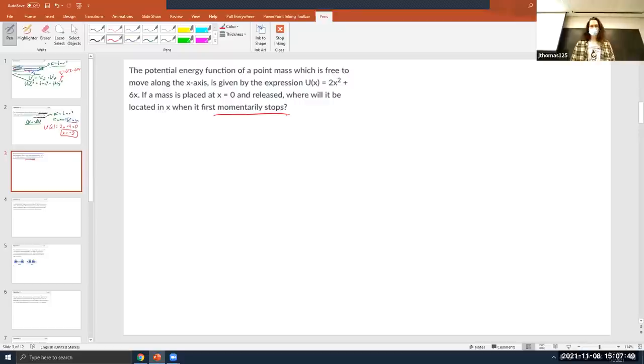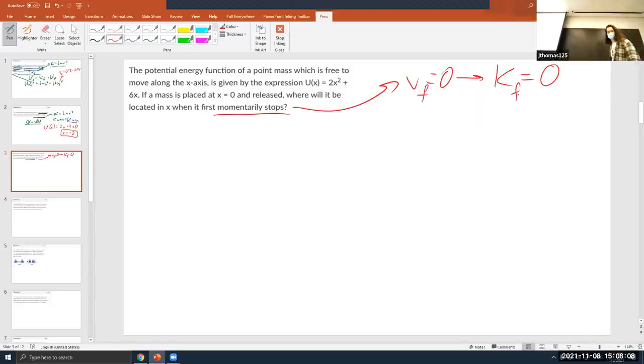So when this thing stops, that tells us that the speed is 0, which is the same as saying that the kinetic energy is 0. And we are investigating some other position where that is the case, which means that those are our finals. Our final speed is 0, our final kinetic energy is 0. What else do we know about the kinetic energy here? It's going to be released from x equals 0. So that means that your kinetic energy initial is also equal to 0.